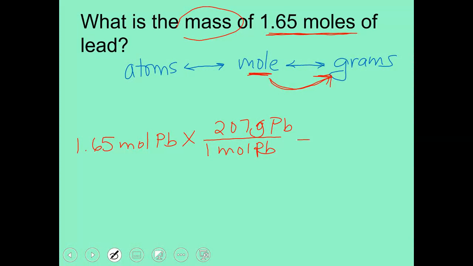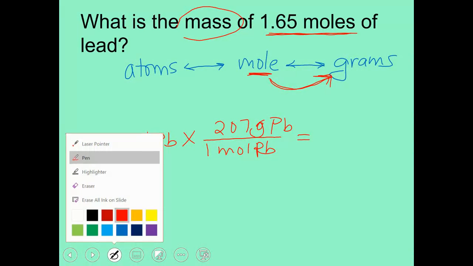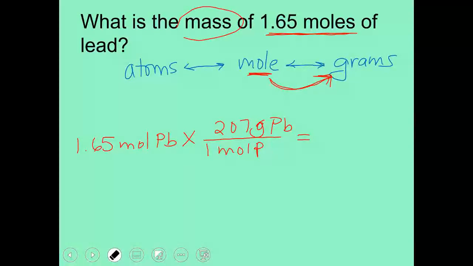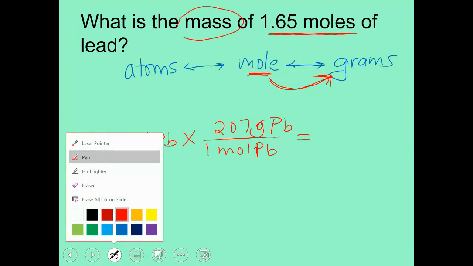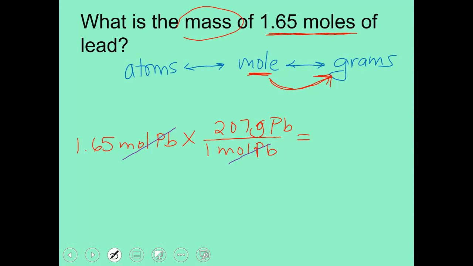I looked on the periodic table. I found element Pb, and its atomic mass was 207. I rounded it to the whole number. So there's 207 grams in a single mole of lead. Okay? So now I can divide out my units, because moles of lead divided by moles of lead. I can plug this in my calculator, 1.65 times 207, and I got 342 grams of lead for my answer.